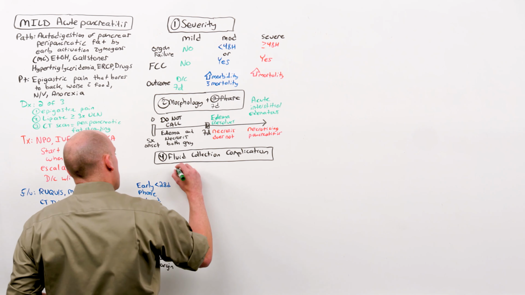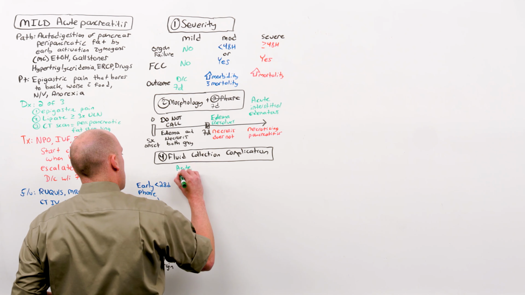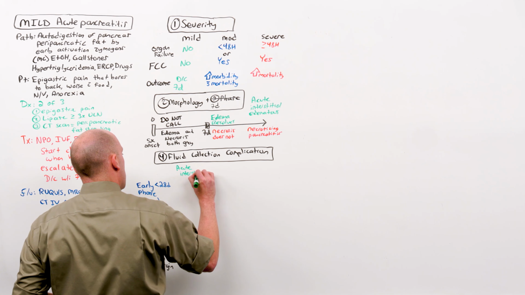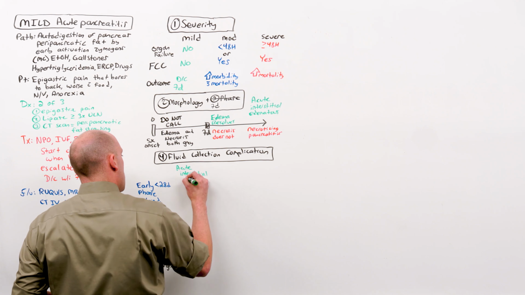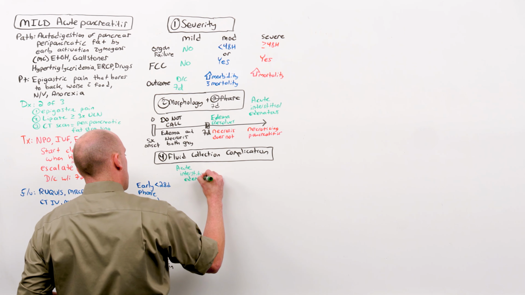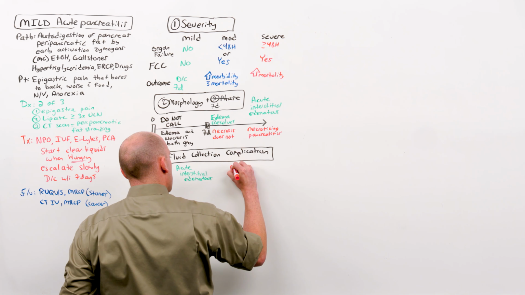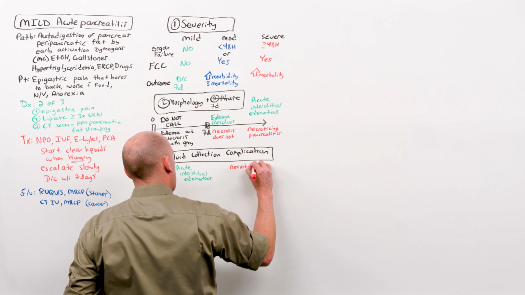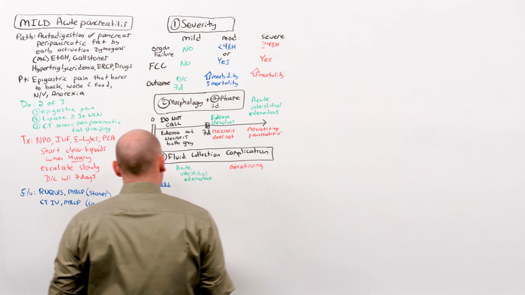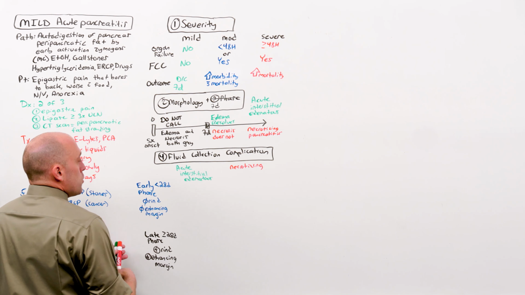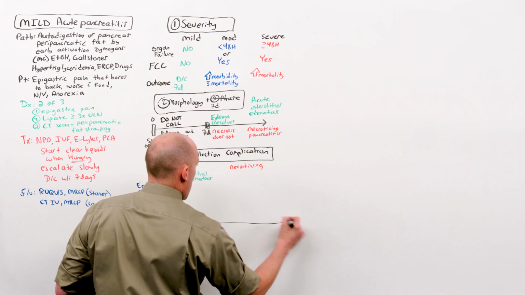Along the x-axis is morphology. First column is acute interstitial edematous. Second column is necrotizing. Becomes a 2x2 grid with alphabet soup.